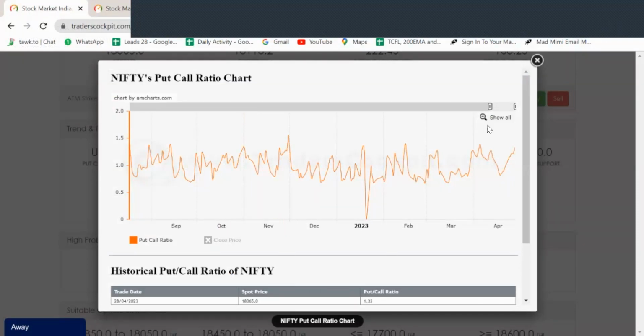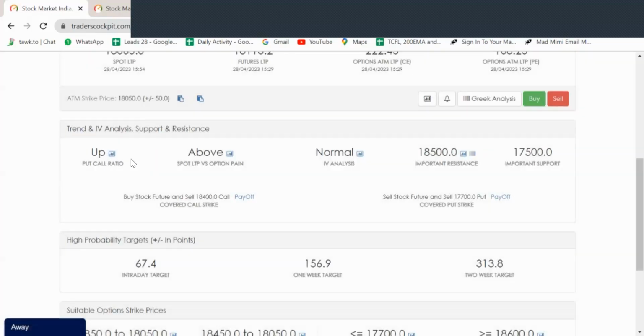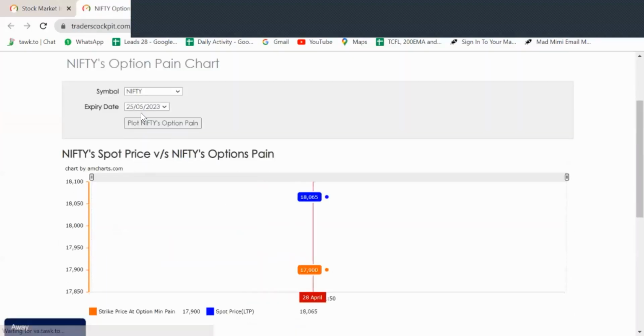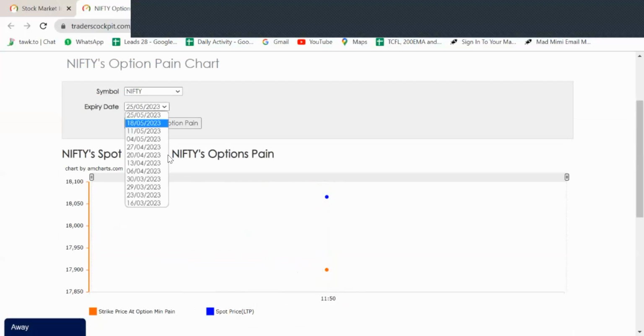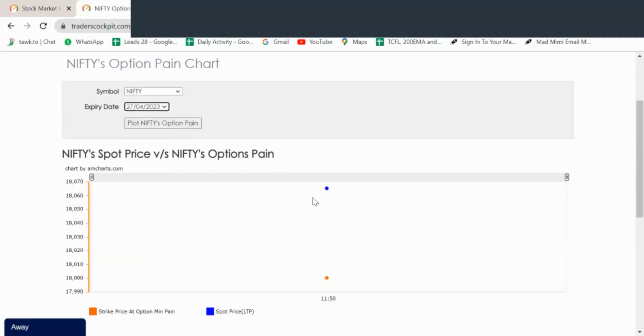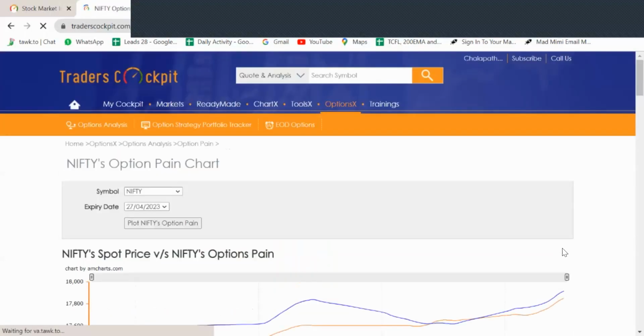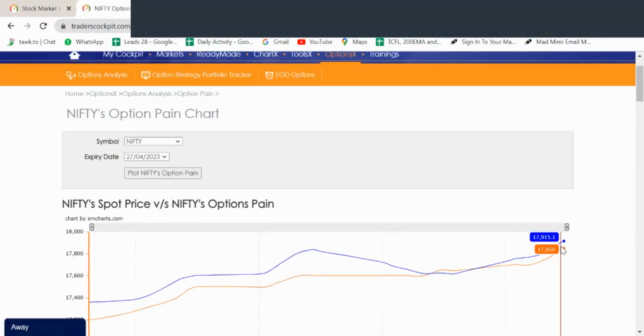So we will teach you the ins and outs of these tools, not only the PCR. We will teach option pain analysis, this pain line, how to understand it. We just entered into the new expiry. If you select the previous expiry, you'll get the pain line. See, at the time of expiry, the pain line and the spot line almost meet each other.